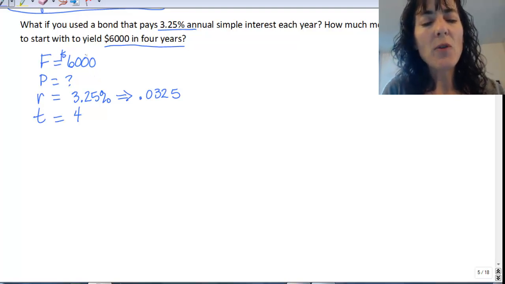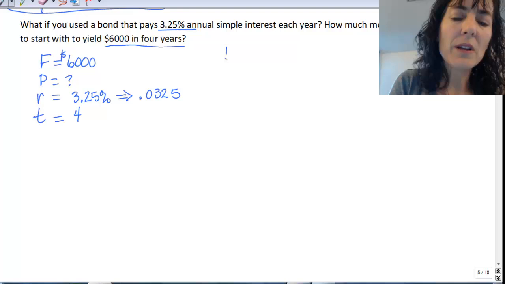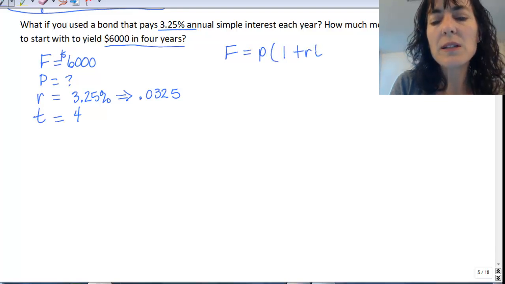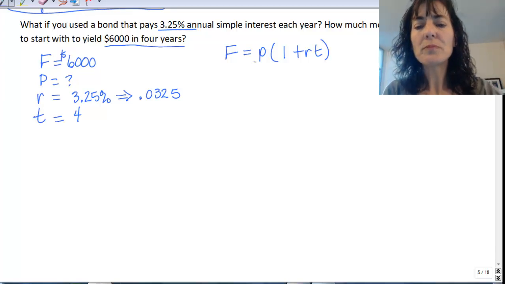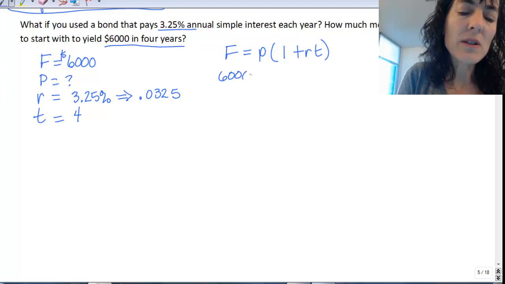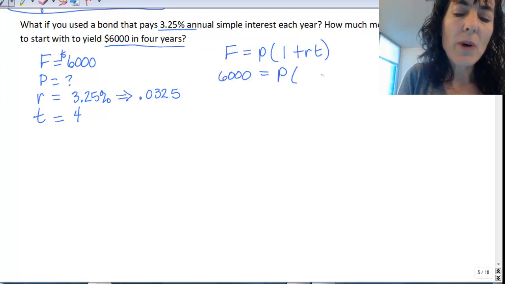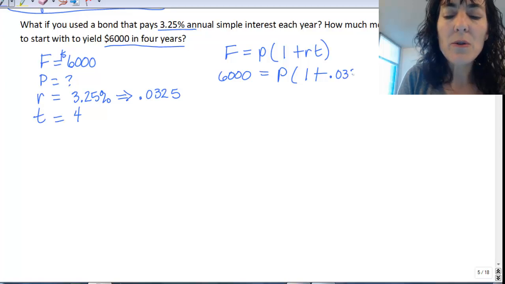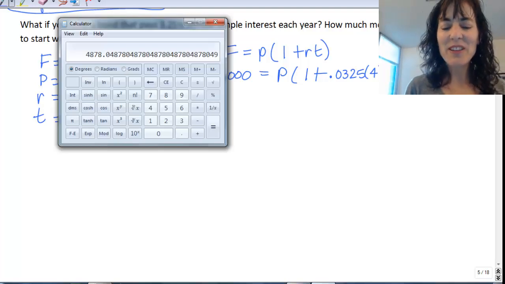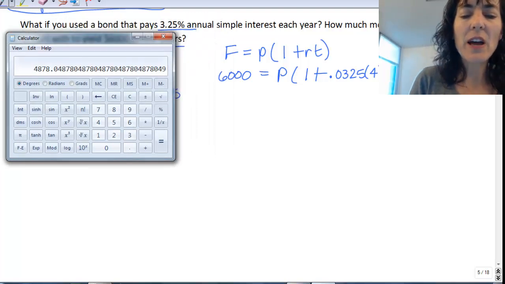So I have all the values. I need that formula again. It's F equals P times the quantity 1 plus RT. So then I want to plug things in, my 6,000 for the F, my P, and then 1 plus R is going to be 0.0325 times 4. And there's my formula, and I want to go ahead and calculate.